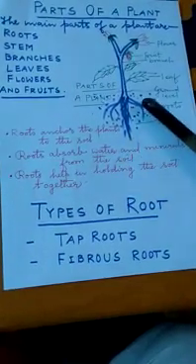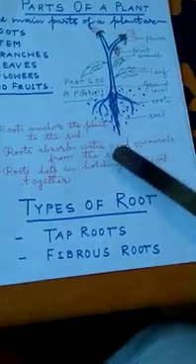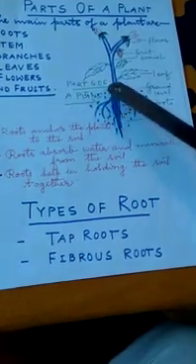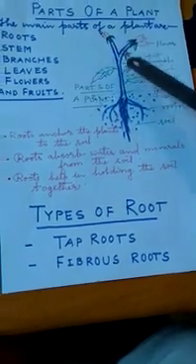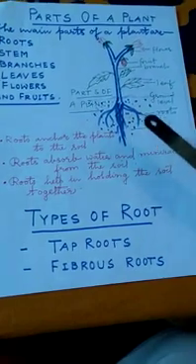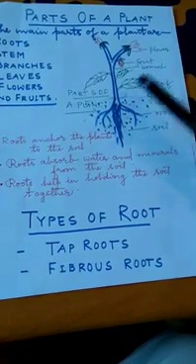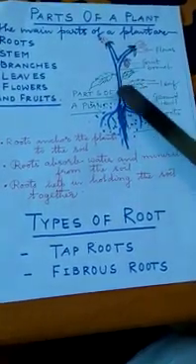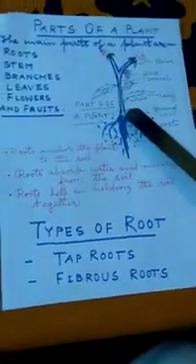And roots absorb water and minerals from the soil for the process of photosynthesis, because roots absorb water and minerals from the soil to transport them through the stem to the leaf, that is the kitchen of the plant, where the plant makes its food. So the roots help the plant to get water and minerals for the process of photosynthesis.